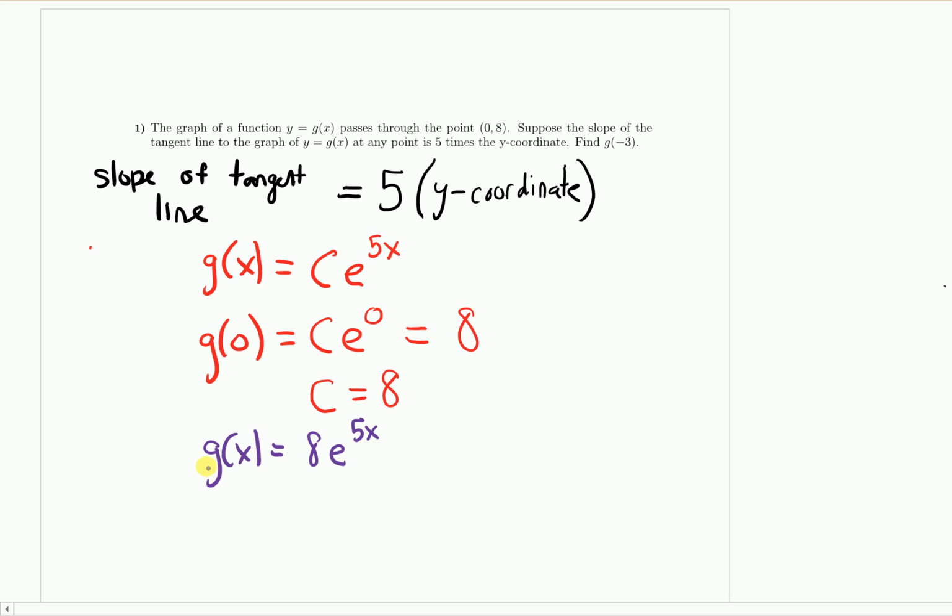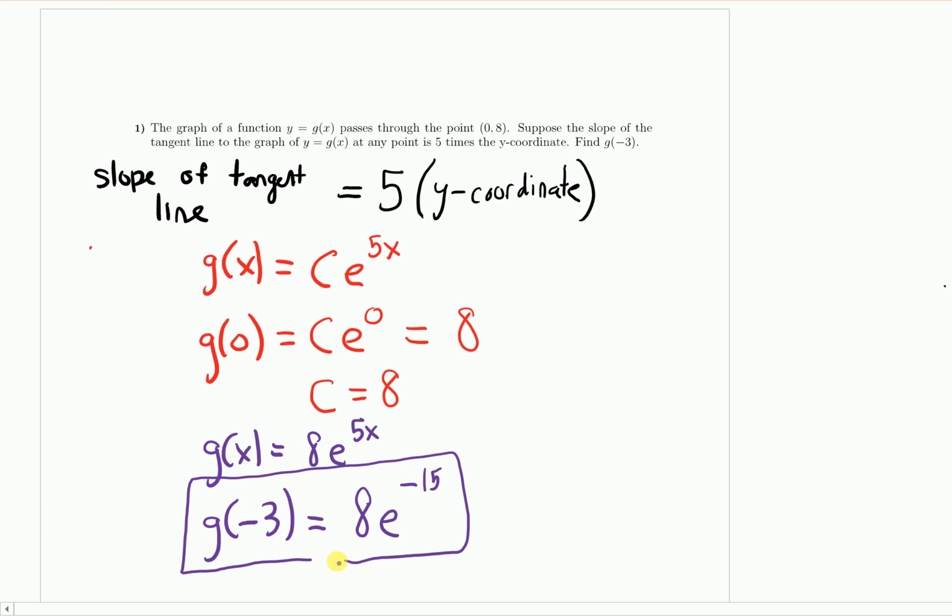So now we know what our function g of x is. It's 8 times e to the 5x. And what we wanted to know is, what is g of negative 3? So to find g of negative 3, I just plug in negative 3 for x. Alright, so if we plug in negative 3 for x, we get 8 times e to the, and plugging in negative 3, my exponent is negative 15. And that's my answer. So g of negative 3 ends up equaling 8 times e to the negative 15. Okay, so that's the idea for how we do an example like this.